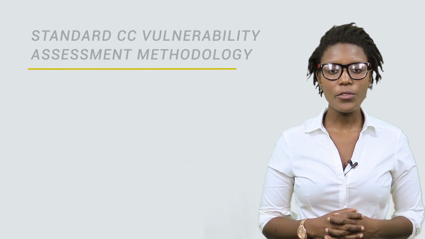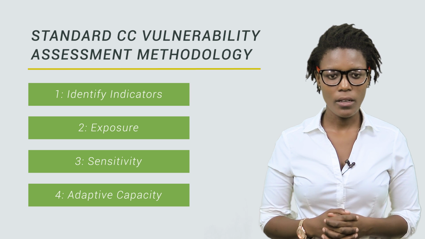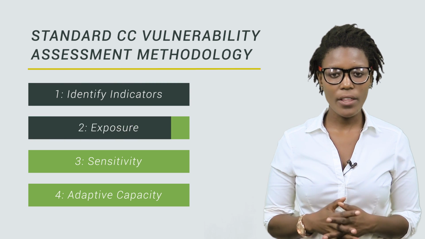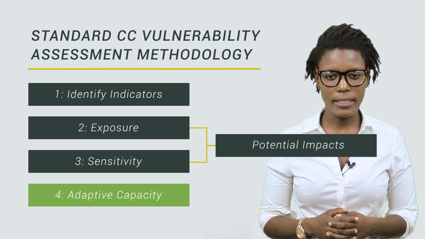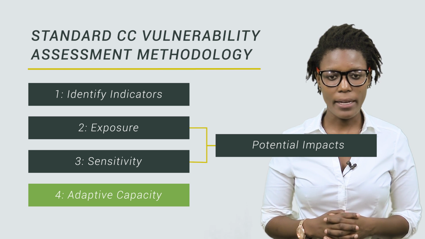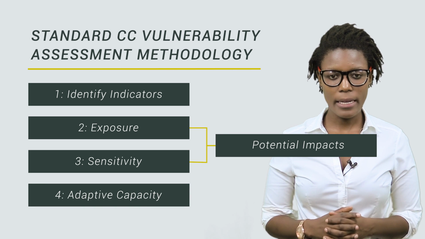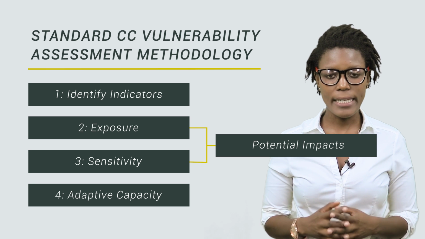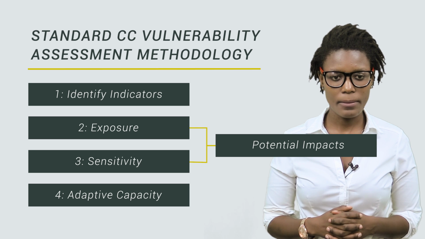In previous videos, you went through the first 3 steps of conducting a climate change vulnerability assessment, which was developing a list of climate change indicators, assessing whether you're exposed to these indicators, and how sensitive you are to these indicators. This resulted in a list of potential climate change impacts for your area. In this video, you're going to look at the 4th step of the vulnerability assessment, which will help you to determine what your adaptive capacity is towards these potential climate change impacts.